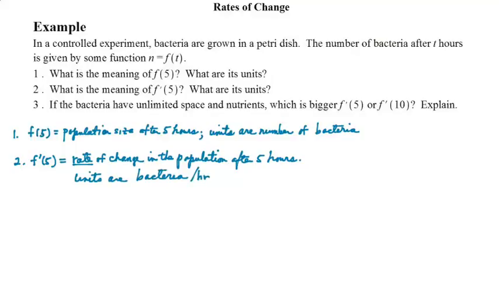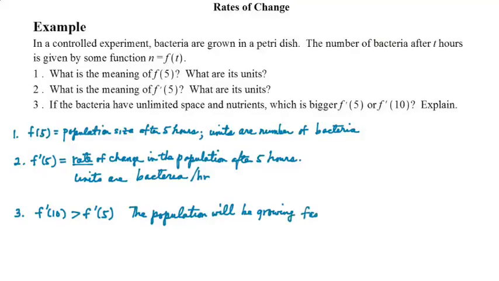And the third question says, if we have no limits on space or nutrients, which is bigger, the rate of growth after 5 hours or the rate of growth after 10 hours? Well, we would expect f prime of 10 to be greater than f prime of 5. The bacteria population should be growing faster after 10 hours than it is after 5 hours, because there will be more bacteria to reproduce after 10 hours.